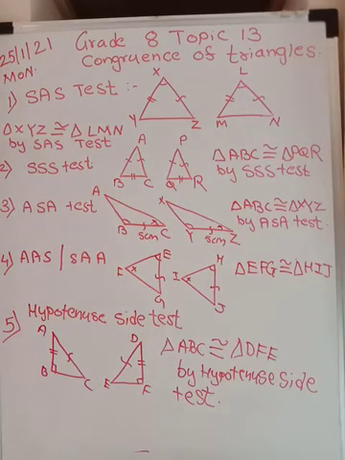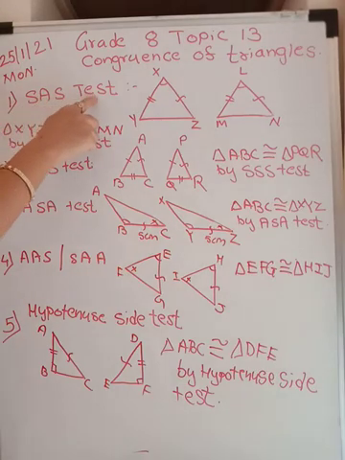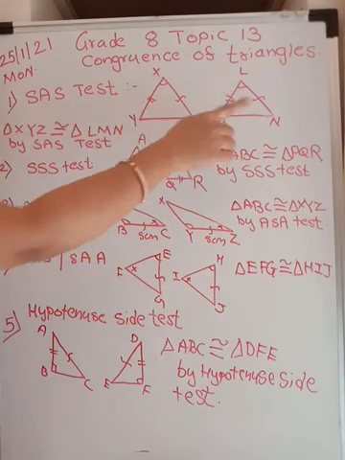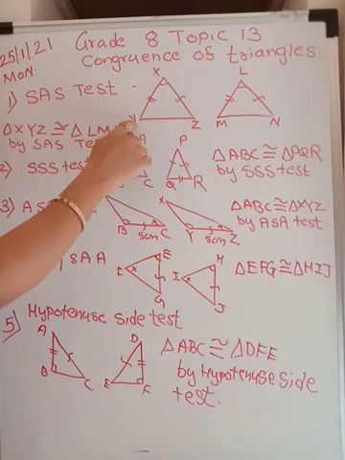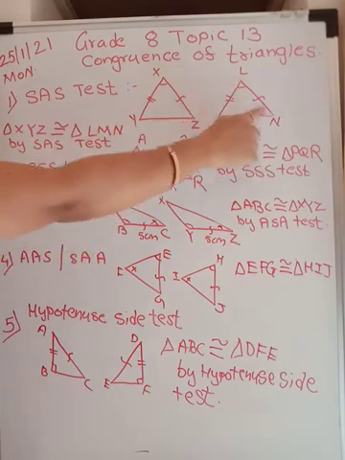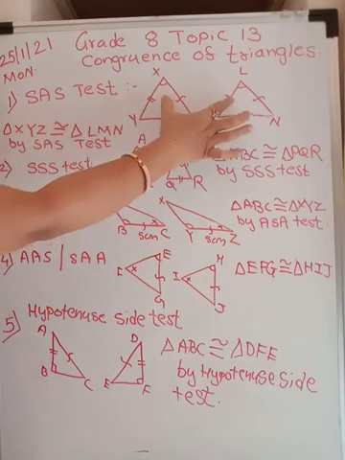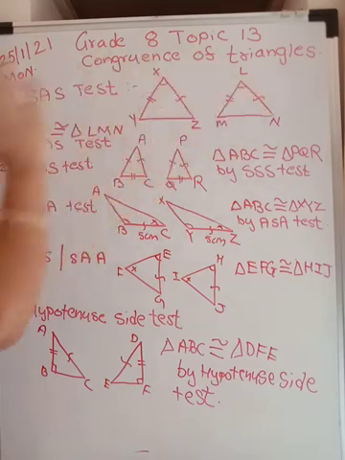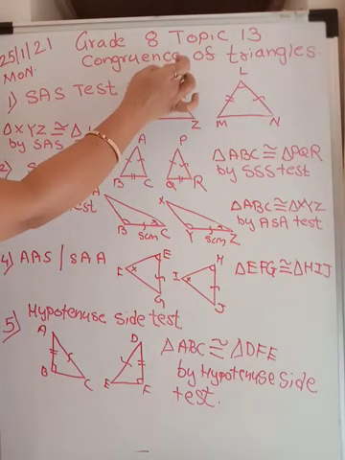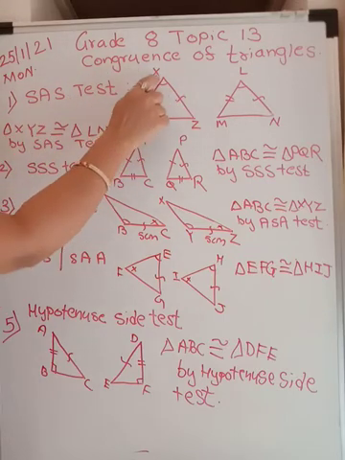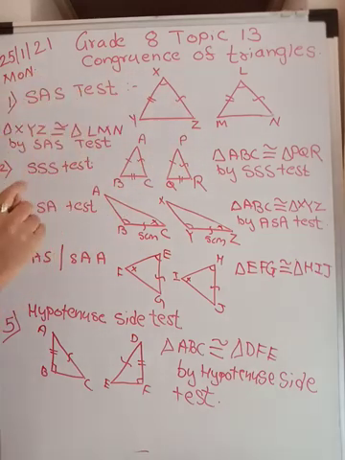Now let's see a few tests of congruence. First is the SAS test. S stands for side, A stands for angle. So side, angle, side. This angle is included between these two sides. So if we consider triangles XYZ and LMN, then two sides are congruent: XY is congruent to LM and XZ is congruent to LN. What I have shown here are called congruent marks. Same marks mean these two sides are equal. These two sides together form the arms of one angle, and that is X. So the angle is in between, S, A, S. So how can we say?